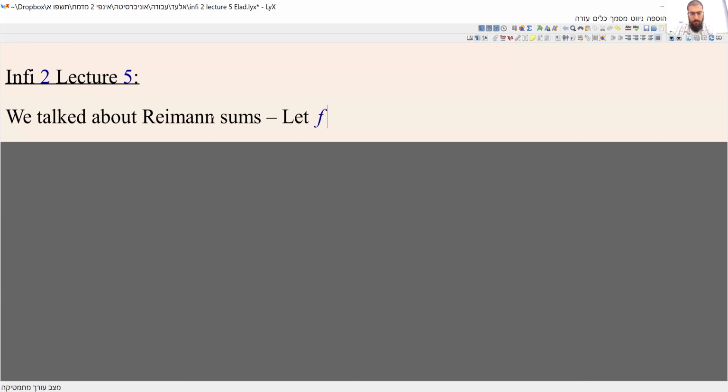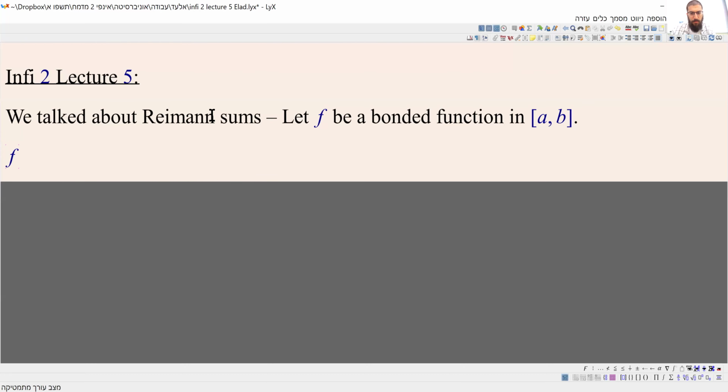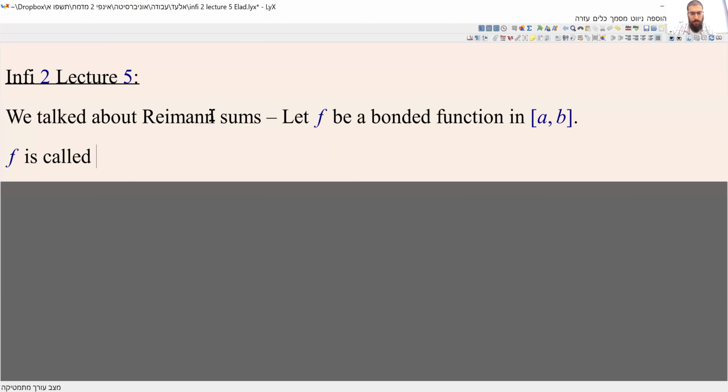Let f be a bounded function in a segment AB. f is called integrable, meaning it has an area between it and the x axis.